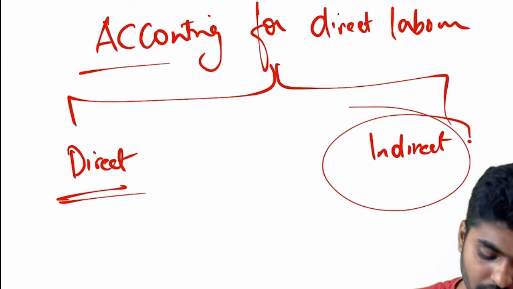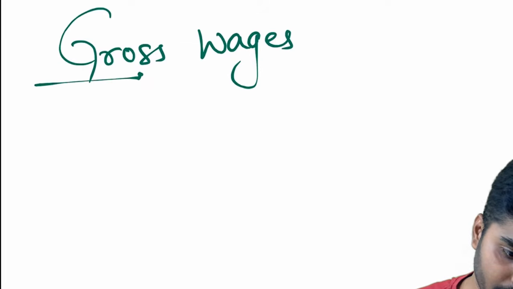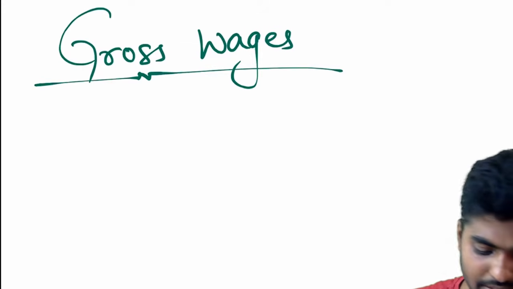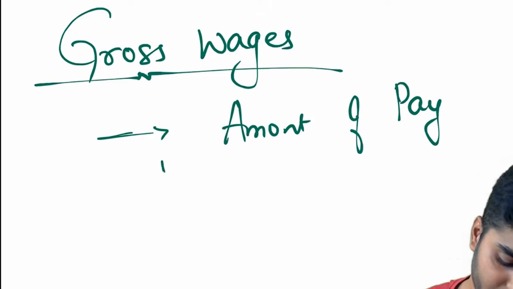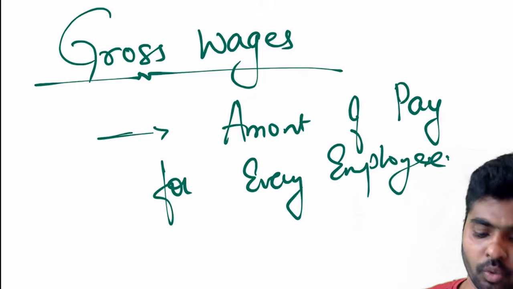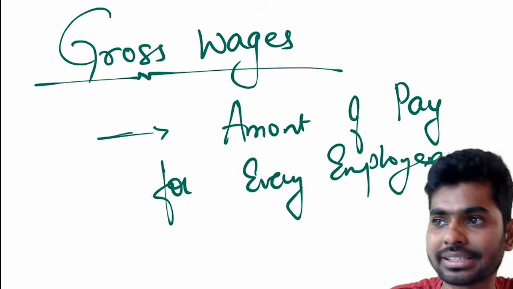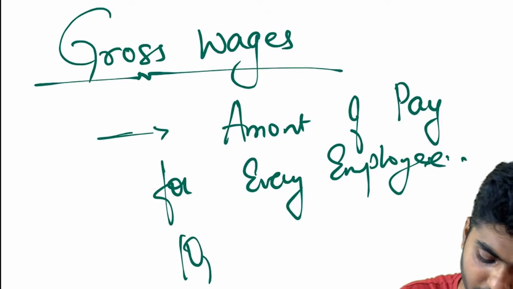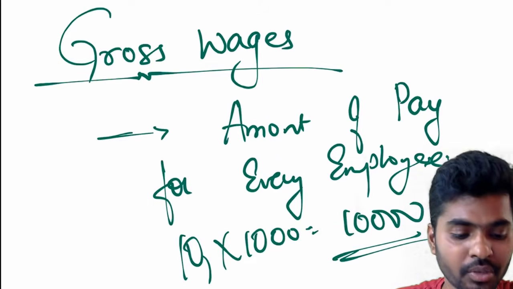Now the next terms you also need to understand. The first term we use is gross wages. Gross wages means the amount of pay for every employee. So let's say you are working for 10 hours, and per hour your rate is 1000 rupees. 10 into 1000, 10,000 becomes your gross wages. So what is then net?